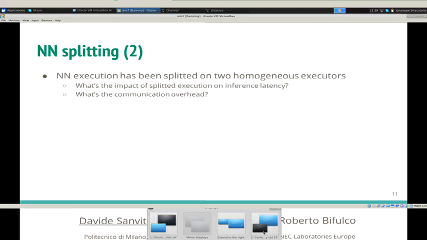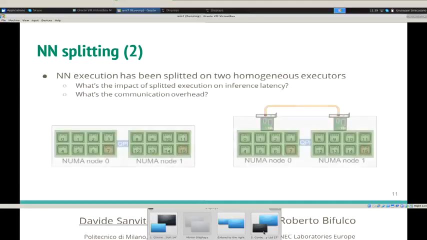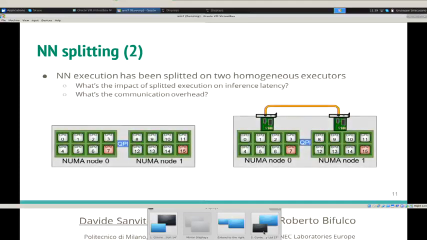We then tried to evaluate the impact of a split execution of a neural network. We considered two scenarios. We ran 2 instances of Intel Caffe, each one executing a portion of the neural network. In the first scenario, we moved the intermediate data using the QPI connection, while in the second scenario, we forced the intermediate data to be sent over a TCP connection over a loopback cable, because we wanted to assess the impact also of the communication of this data over the network.